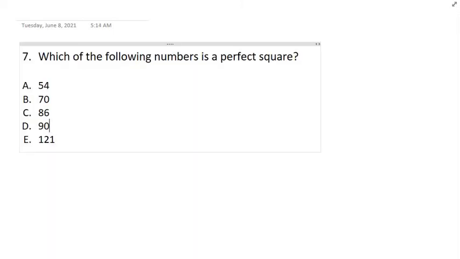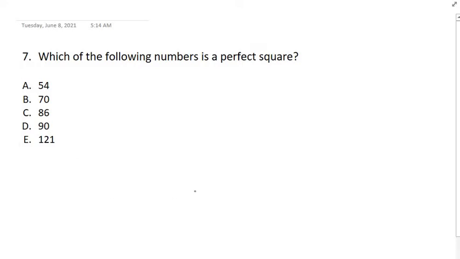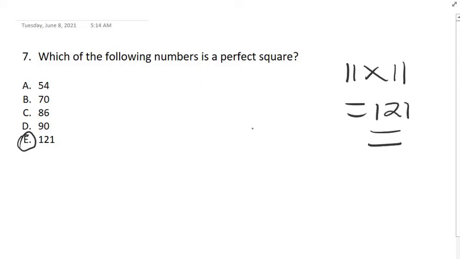Question 7. Which of the following numbers is a perfect square? Yeah, the only perfect square here is E, because 11 times 11 will give us 121. Now, from A to D, they are not perfect squares. You cannot think of any number you can multiply by itself to give you any of the options in A to D. Well, we can multiply 11 by itself to get the perfect square, which is 121.